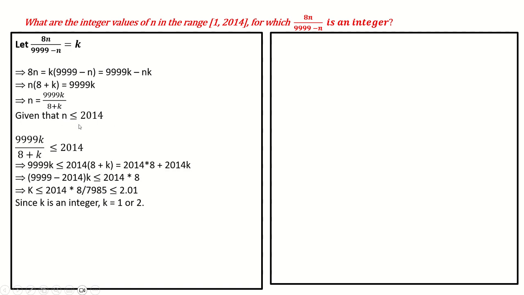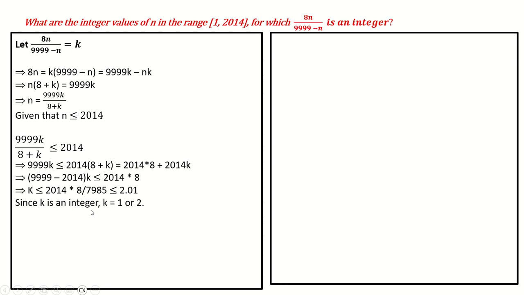Now it is given that n is less than or equal to 2014. So that means this expression is less than or equal to 2014. Now you again simplify this. You will get k is less than or equal to 2014 into 8 by 7985, which is less than or equal to 2.01 approximately.